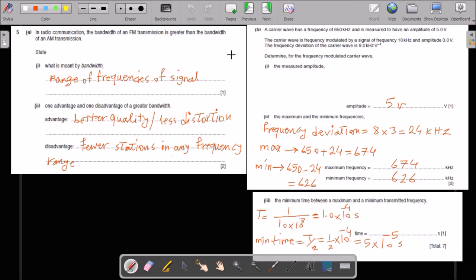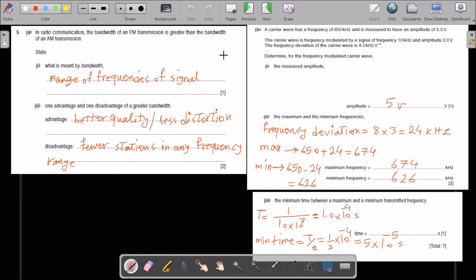Question 5. In radio communication, the bandwidth of an FM transmission is greater than the bandwidth of an AM transmission. State what is meant by bandwidth. So the range of frequencies of a signal is called bandwidth. Range of frequencies of signal.